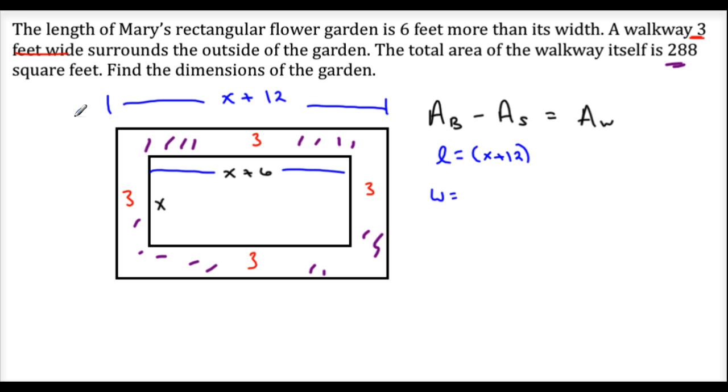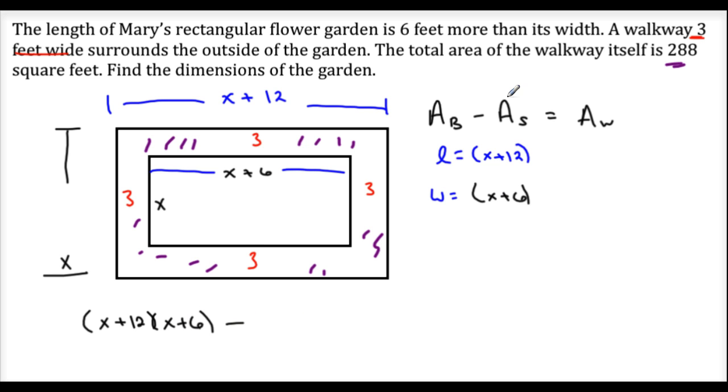What about my width? All right, so now I got my length, x plus 12, and now what's my width from here to here? X plus 6. So I have x plus another 3 plus another 3. I got my x plus 6. There's the area of the big one, so I'm going to put that down here. So x plus 12 times the quantity x plus 6. That's the area of the big one.